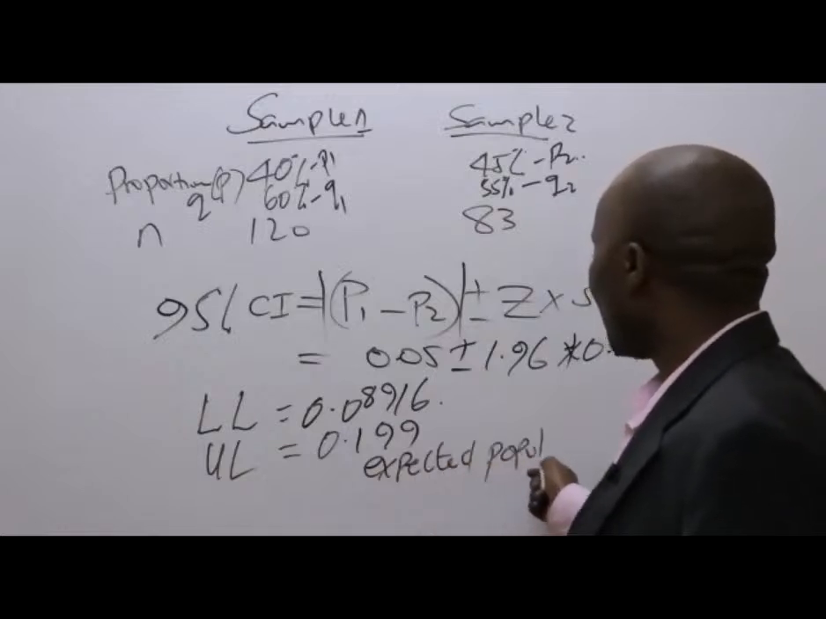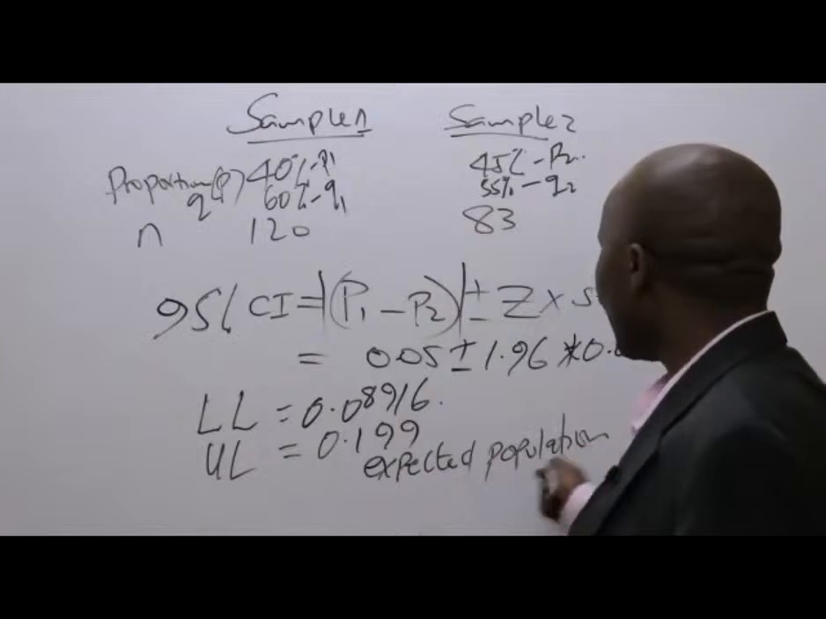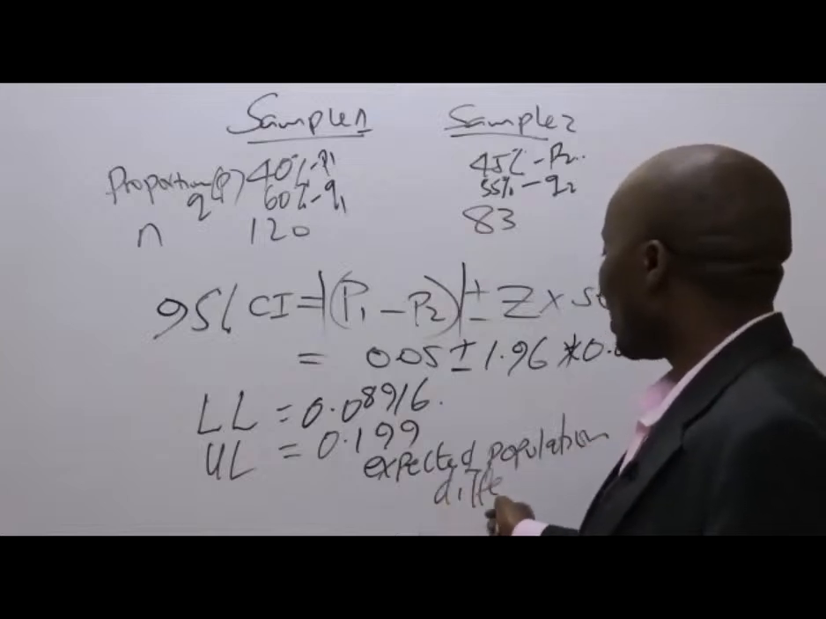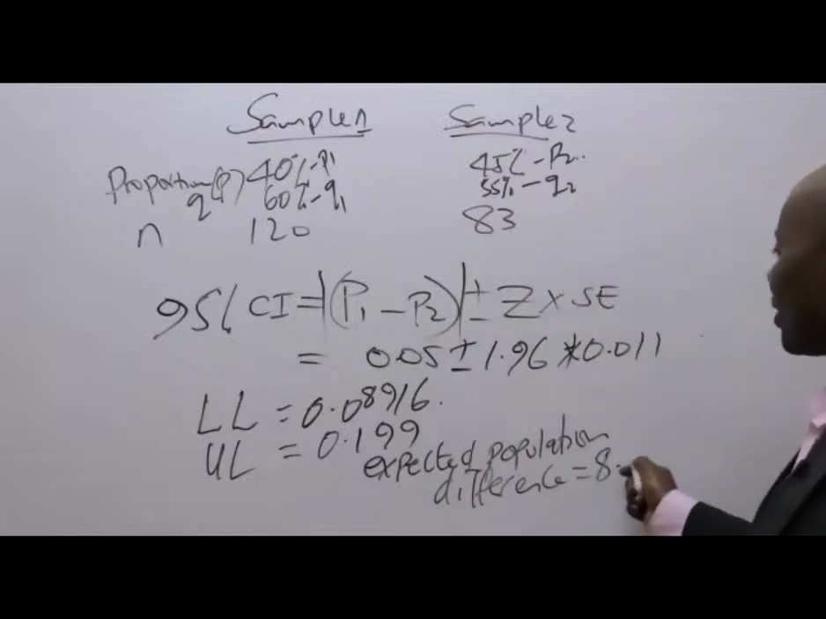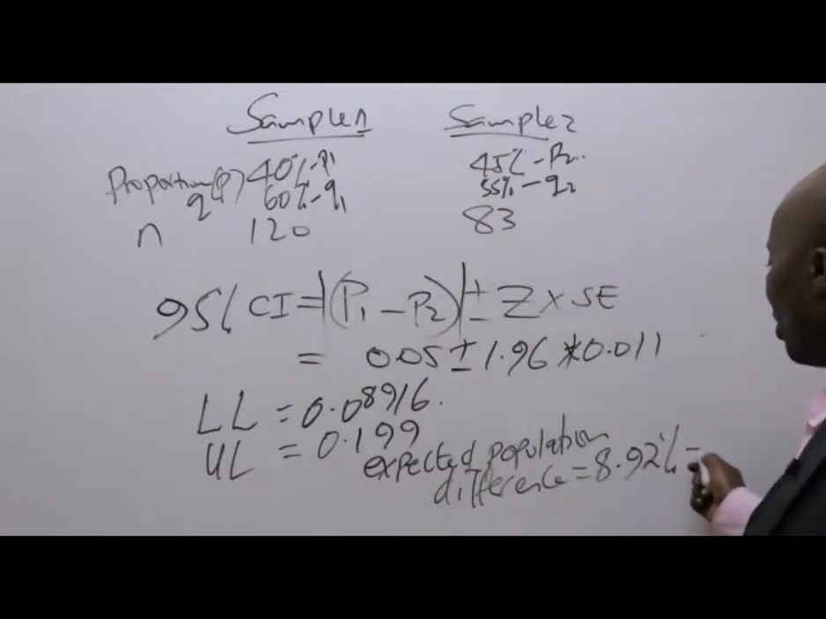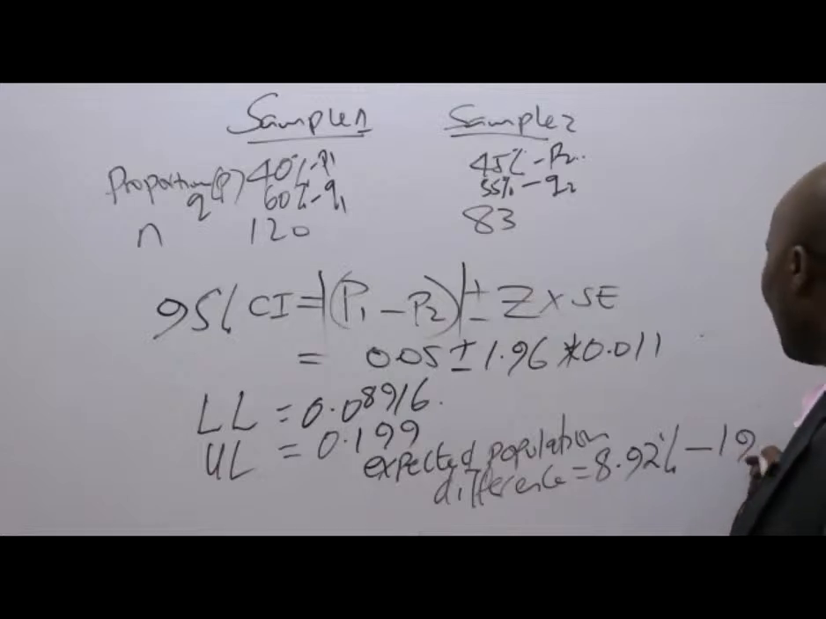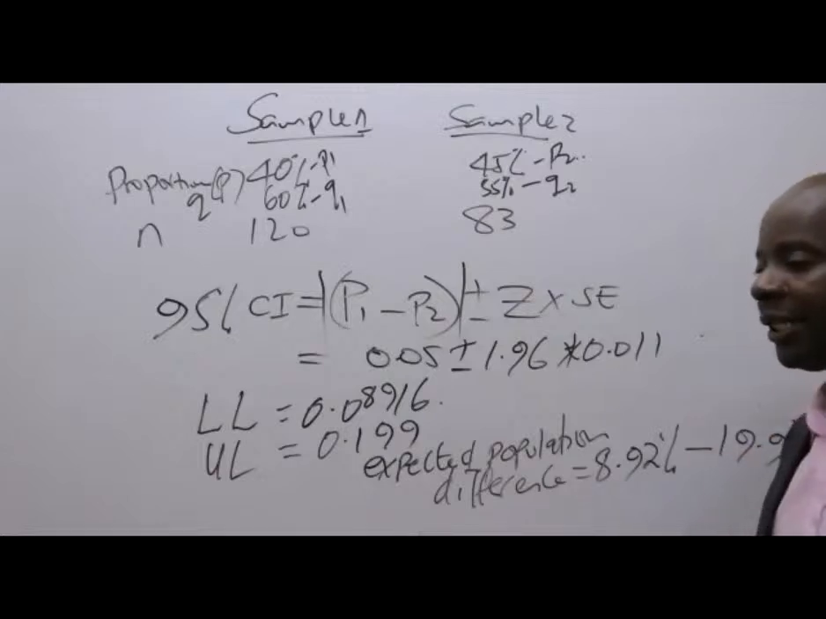So in short, our expected population difference will be 8.92% all the way to 19.9%.